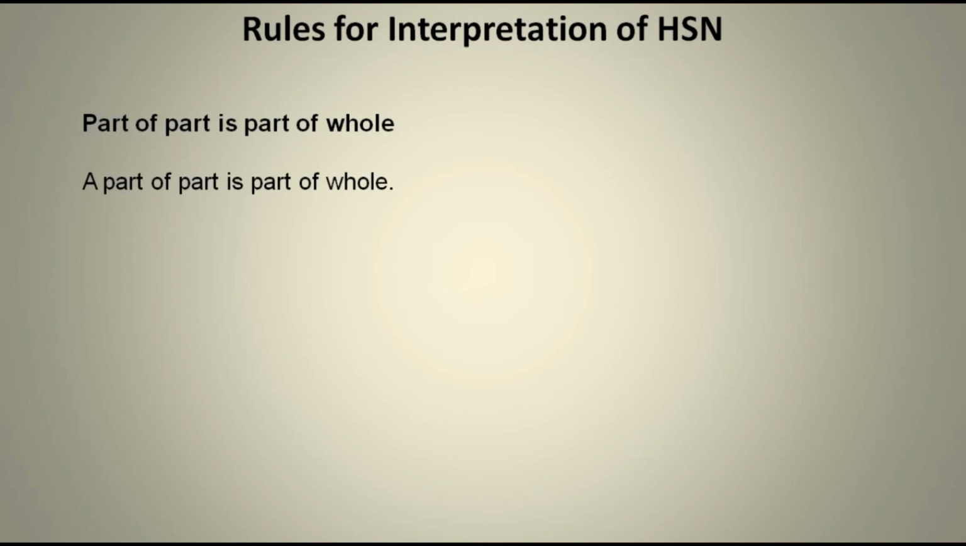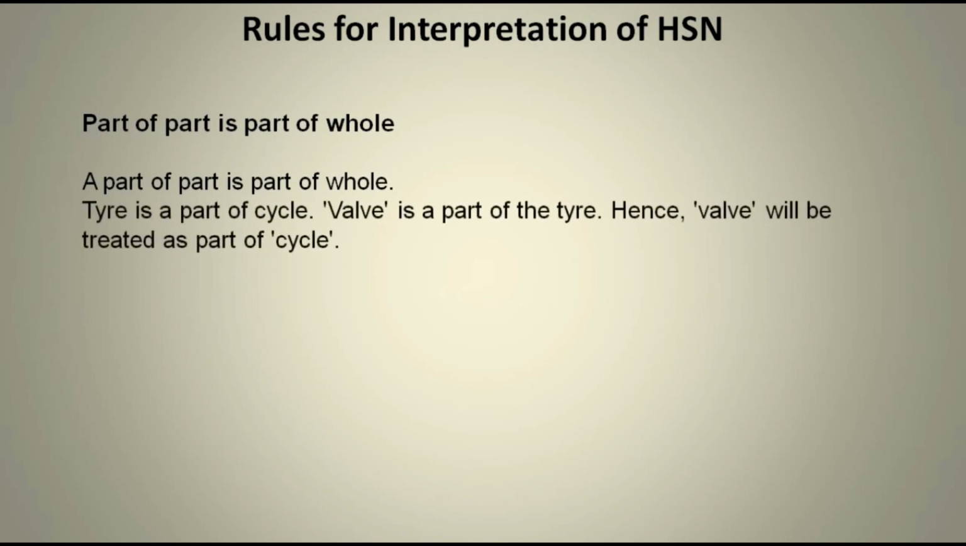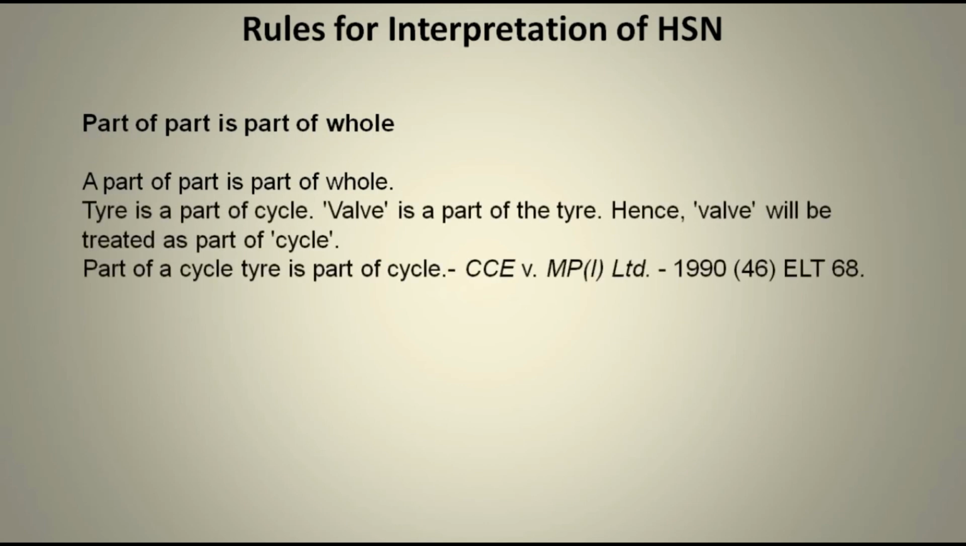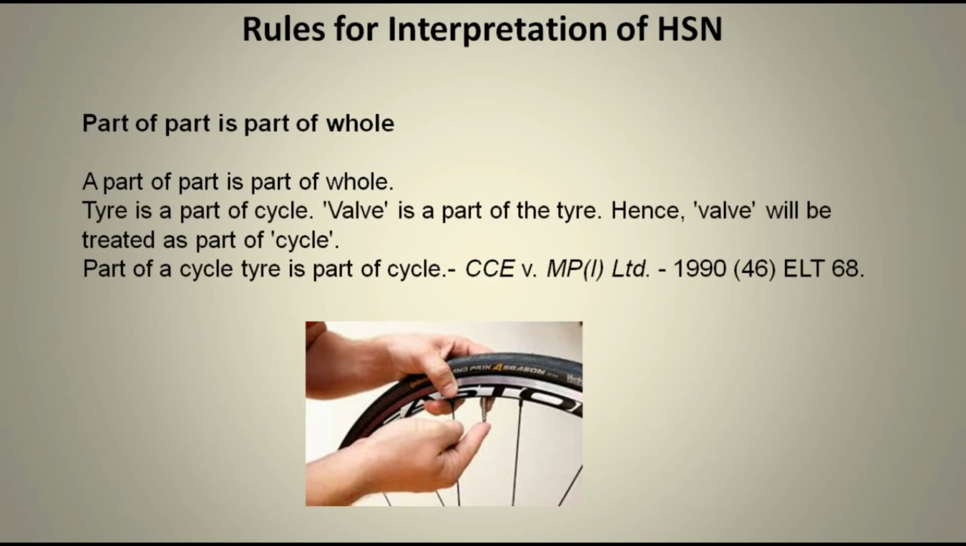Part of a part is a part of the whole. Tire is a part of a cycle, valve is a part of the tire, hence the valve will be treated as part of the cycle. Part of a cycle tire is a part of the cycle as per CC versus MPI Limited, 1990 case law.